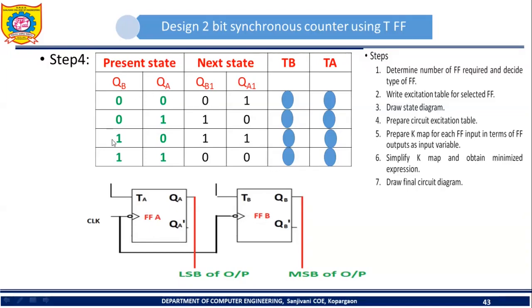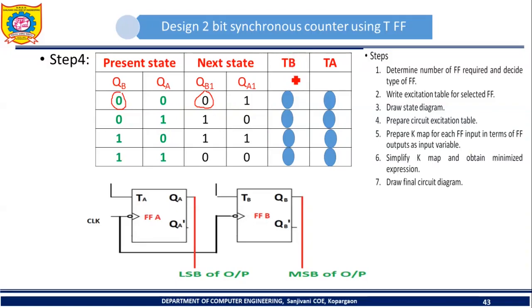I hope now this circuit excitation table is clear to you. Now let's try to complete this circuit excitation table. First of all, we will focus on this particular column TB. Let's try to make entries for this column. In order to make entries for TB, you have to consider QB and QB1.